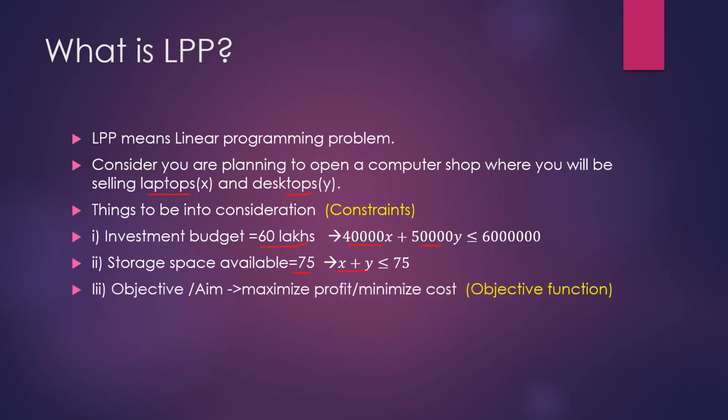So to achieve my maximum profit or to minimize cost, I had certain limitations, which are called constraints. Now with the help of these constraints, I have to achieve my target. So I had a problem. I have programmed that problem in linear equations. So programming a problem in linear fashion is called LPP.